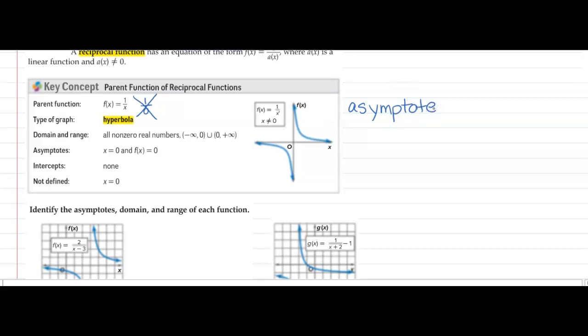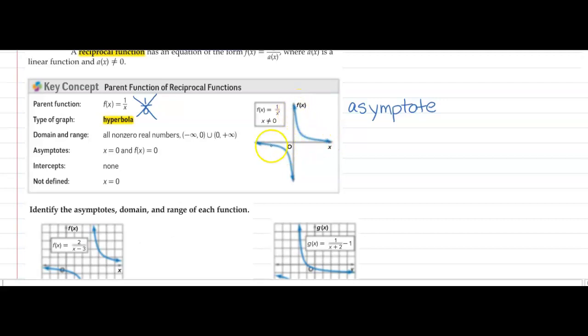You can think of an asymptote as like an invisible line that the graph gets closer and closer and closer to, but never touches. And it kind of looks like it's going to touch it, but it really never touches it, no matter how close we get to it.